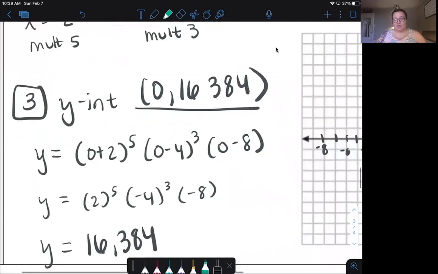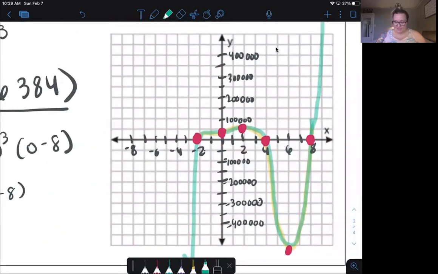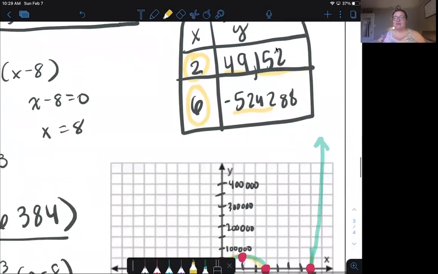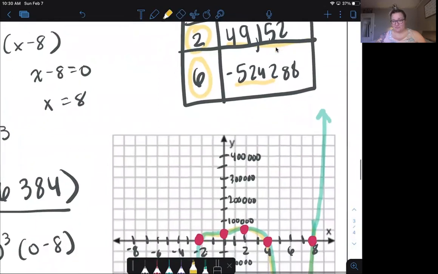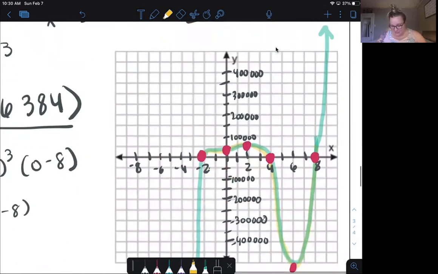We have a y-intercept at (0, 16,384). After I plotted my x-intercepts, I realized that I would need a point between 0 and 4 and 4 and 8. So I plugged in 2 and 6, put them on my table. When I plugged in 2, I got 49,152. When I plugged in 6, I got -524,288. So on my y-axis, I counted by 50,000 for each one. So 50,000, 100,000, 150,000, 200,000, 250,000, 300,000, etc. And then same for the negatives.